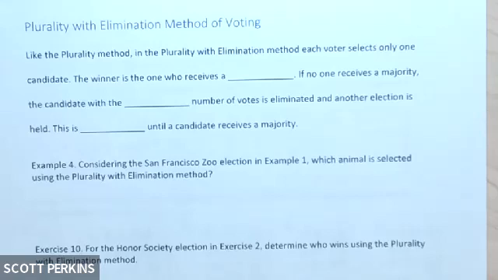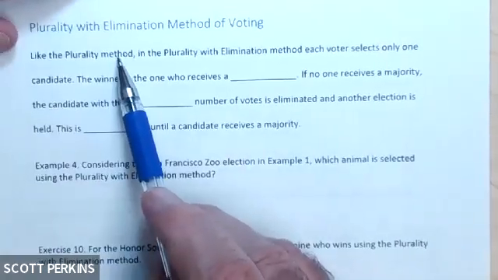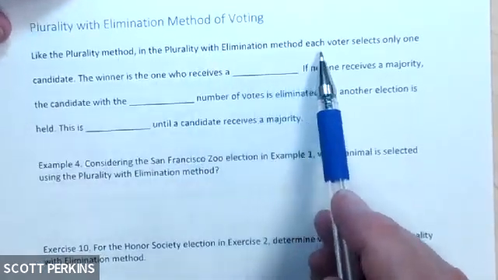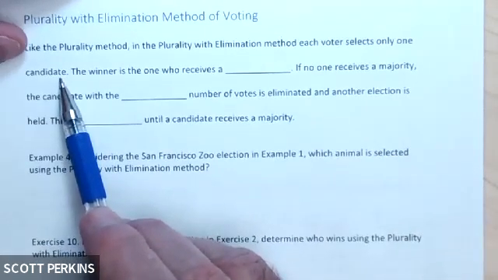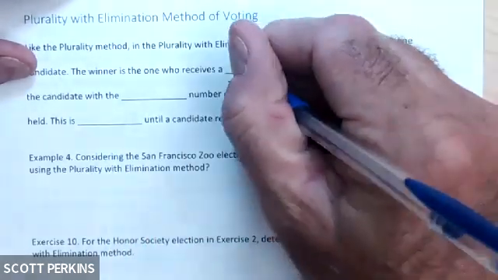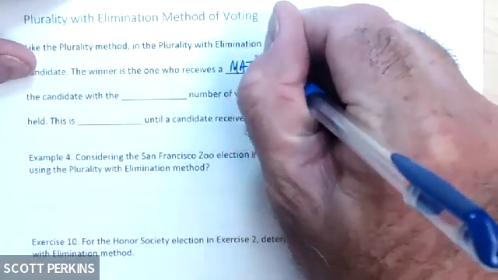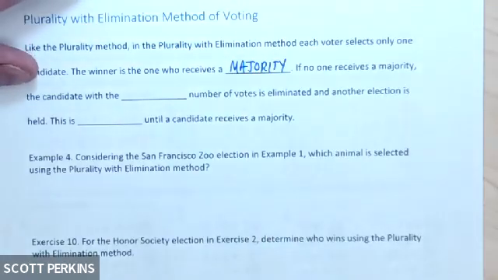And sometimes that's used, that's common in smaller elections. But plurality with elimination means this, okay? Like the plurality method, in the plurality with elimination method, each voter selects only one candidate. So far, we're exactly the same. The winner is the one who receives a majority. Now, it's not just who gets the most votes. You have to get a majority of votes. Now, remember from page 1, what's a majority mean? Majority means greater than half. Okay, so you have to get greater than half.